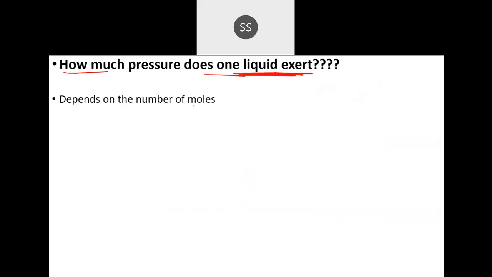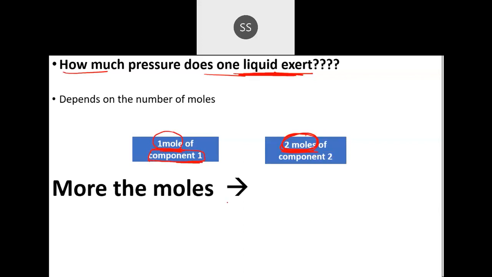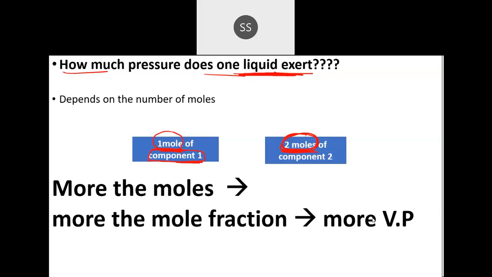That depends on the number of moles, on how many moles of the liquid you have taken. Suppose the first component I have taken as 1 mole, and the second component is present with 2 moles. Then, you remember, the more the number of moles, the more the mole fraction, and the more the pressure exerted. Here the second component has a larger number of moles, so it will have more mole fraction.